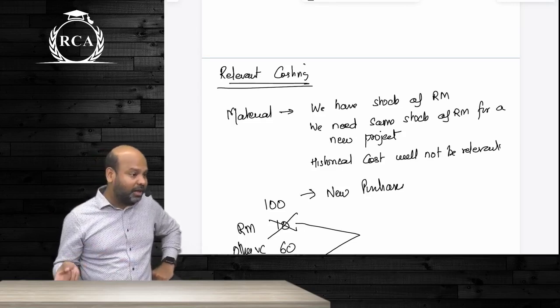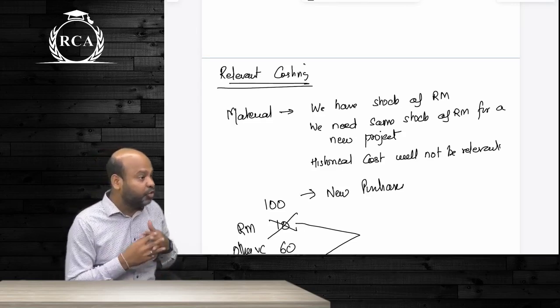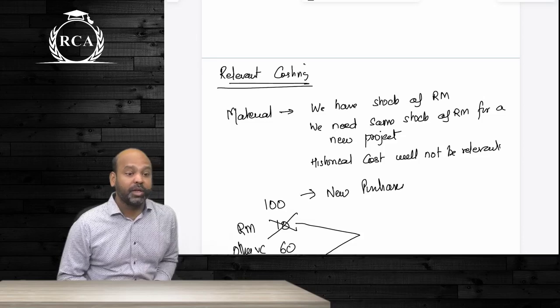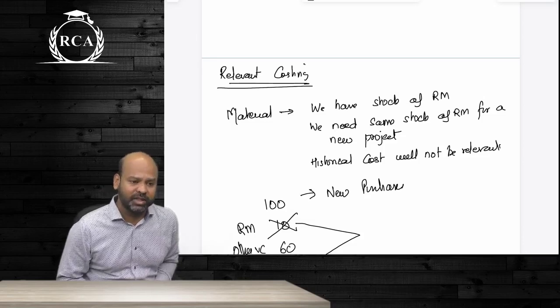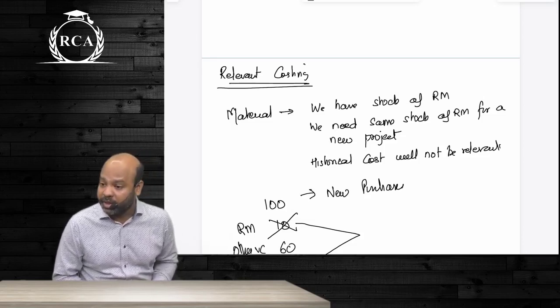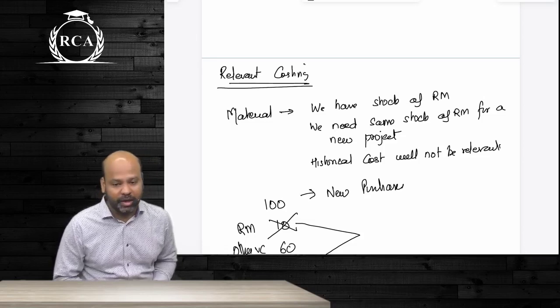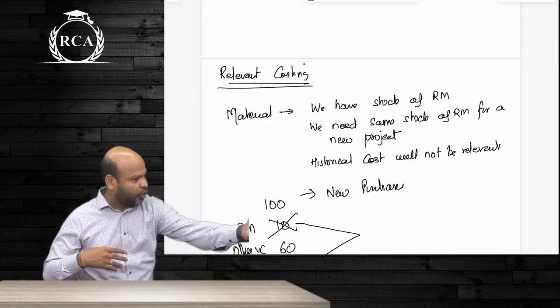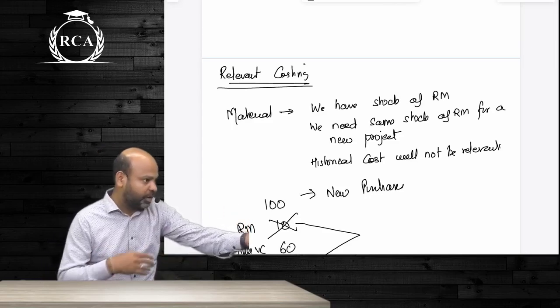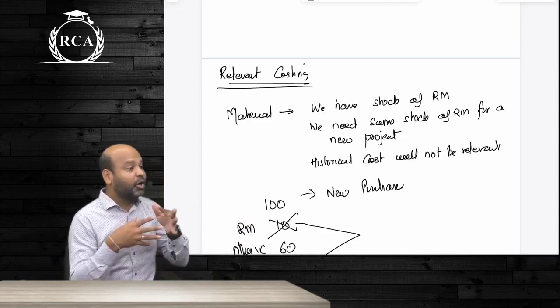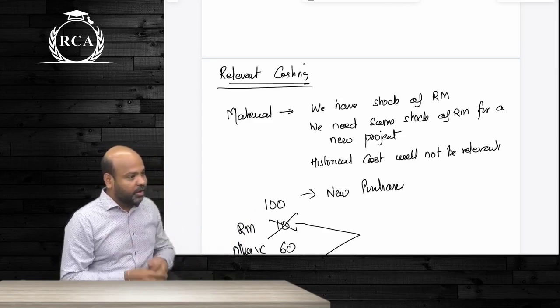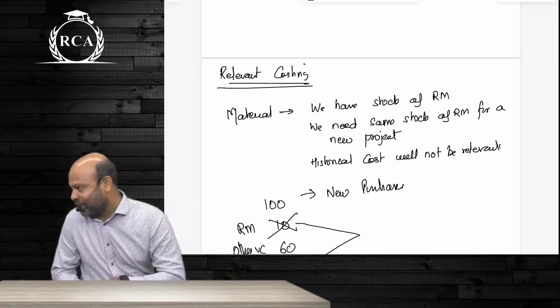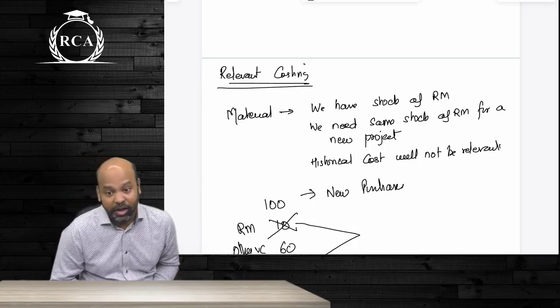If that material is in regular use, even if you're using the existing stocks of raw material for something else, you will have to make fresh purchases. That is why replacement costs will be relevant for decision making. If that stock is not in use at all and you're going to dispose of it if you do not use it for the new contract, then realizable value will be relevant for decision making. Are we clear about this?